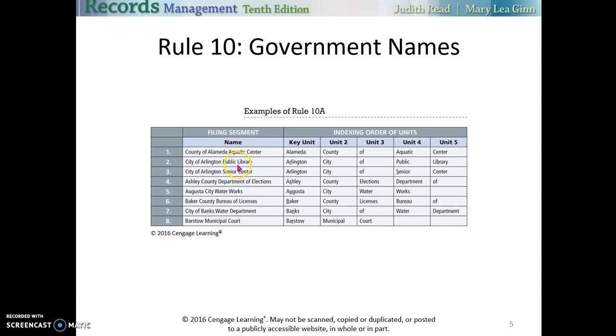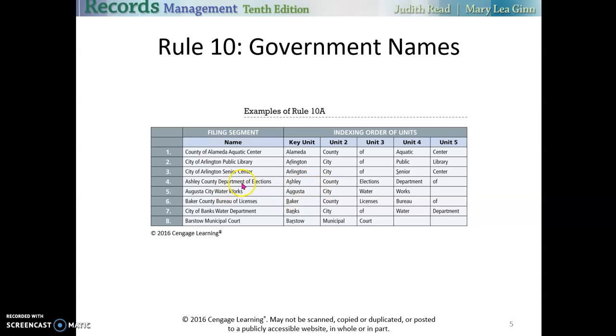City of Arlington Public Library. Arlington is the city. Then we have the second unit, city of, and then finally public library. City of Arlington Senior Center, Arlington, City of, Senior Center. Okay, now these first three are the same for Arlington City of. So we look to the fourth unit, which is public, would be filed before senior.